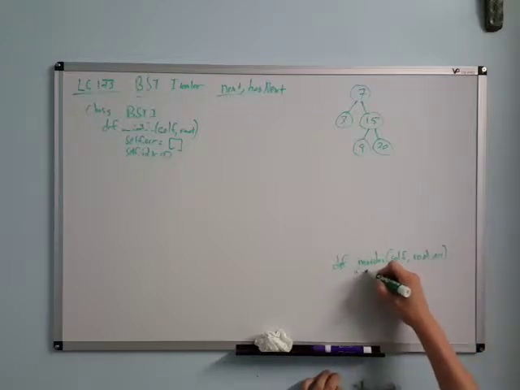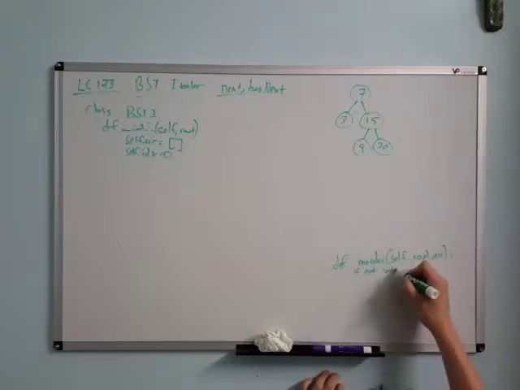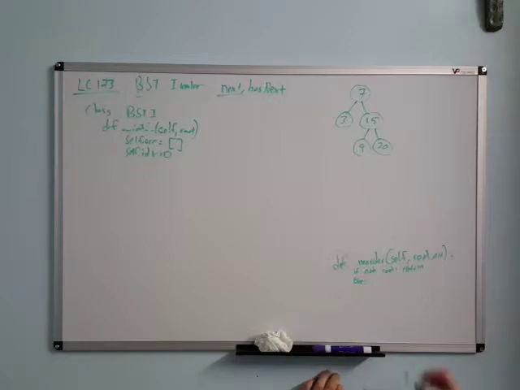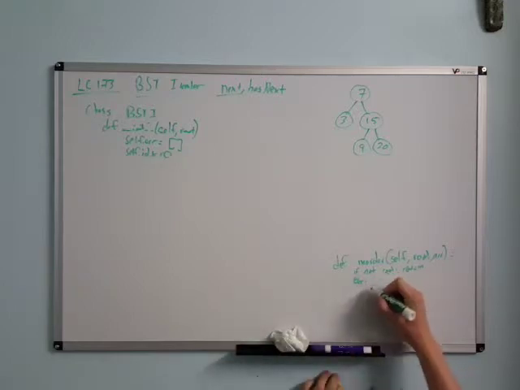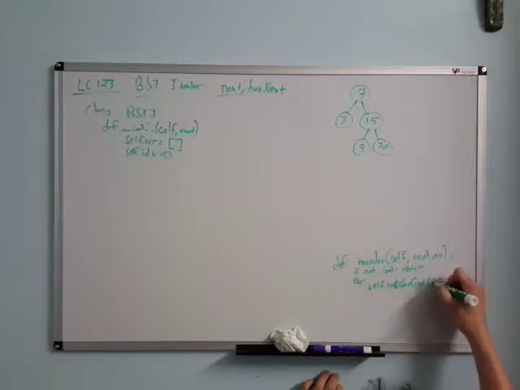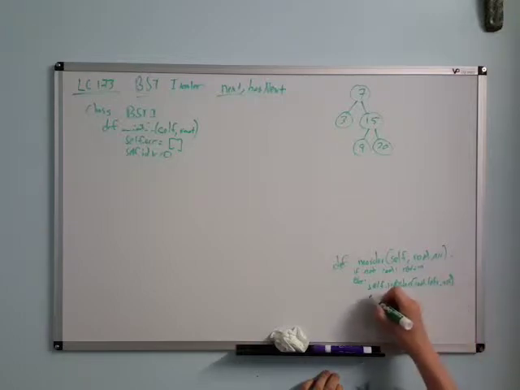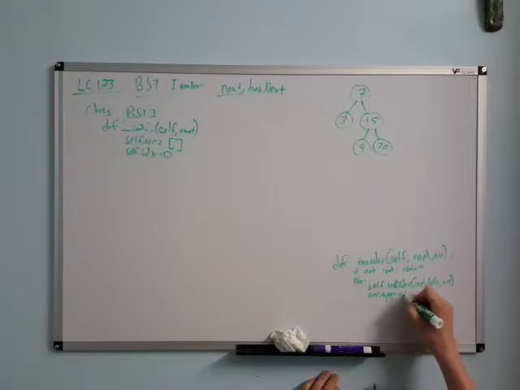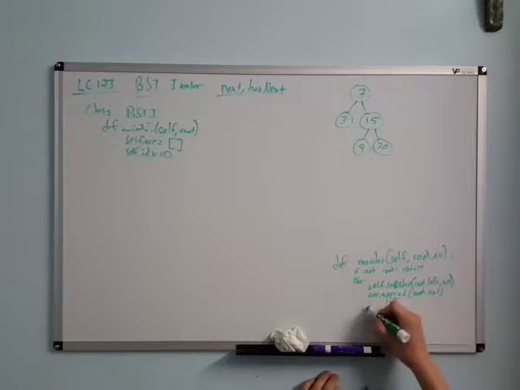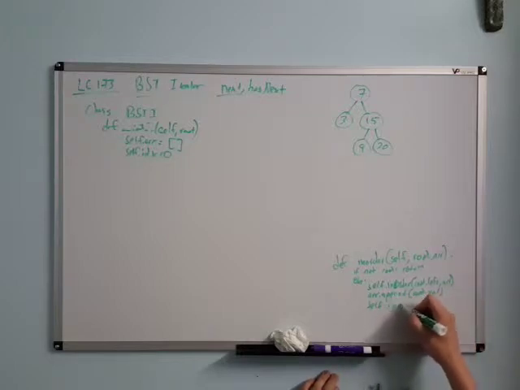So if not root, return, else, array, oh no, not yet. We don't add yet. We'll have to recursively call this function, self.inOrder, root.left, that array, and then we add it. Array.append, and then we're adding the value, not the node, into our array. And then recurse down onto our right side as well.